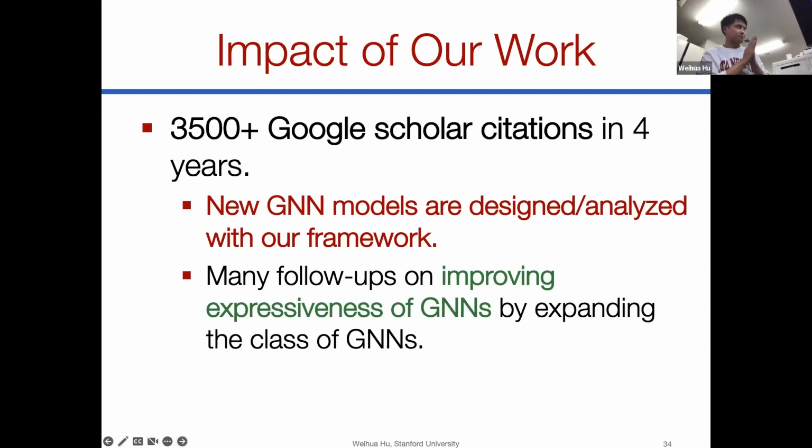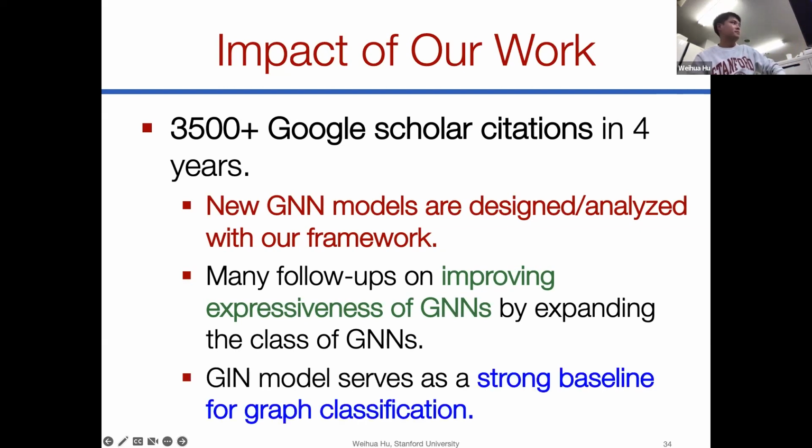do this by expanding the class of GNN models. For example, by allowing some inputs to be given to the GNN. For example, some GNNs give the cycle counting or this kind of auxiliary graph structure information as an input to the GNN, which helps improve the expressiveness.